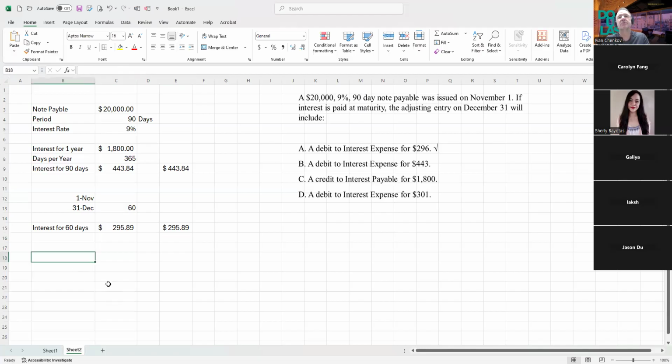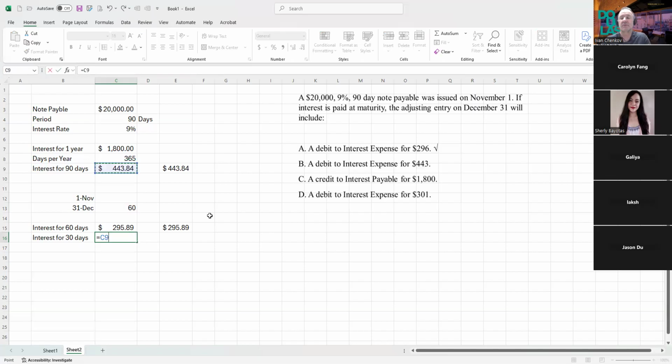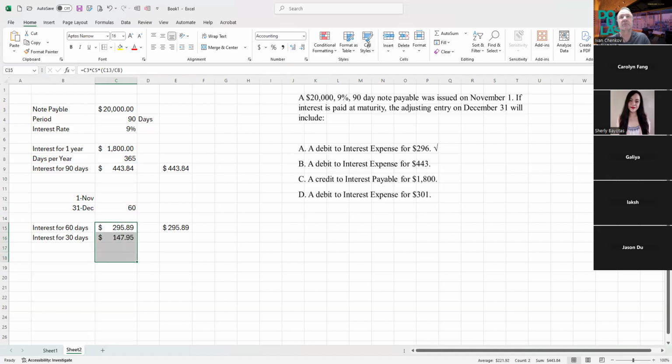So now the question is, what's my journal entry here? Since I have all those things, what else can I get from here? I can get my interest for 30 days. Do I need that interest for 30 days? Well, I need it because that will be the remaining of those 90 days. So how can I get that one? Well, obviously this one minus that one should give you the interest, because at the end of the day, the total interest for 90 days should be equal to the calculation that you have on the top.